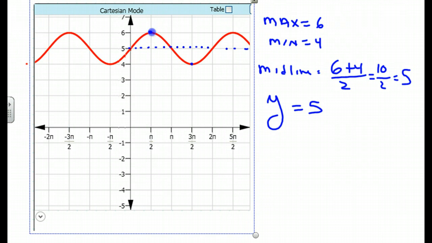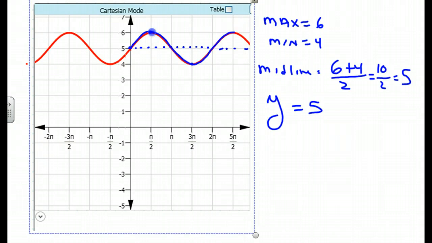Now we can start seeing the graph a little more clearly, because we know that the sine curve starts at the midline at 0. And you'll notice right here when x is 0, or the angle is 0, the graph also starts on the midline. So that would tell us this is a sine curve. It starts there, and of course it goes up and then down and so on and so forth.